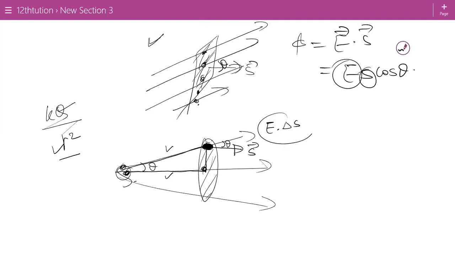So this will become the flux throughout the surface only. But what will be the total flux? You will add these together, right? If you add these together, you will get the total flux.